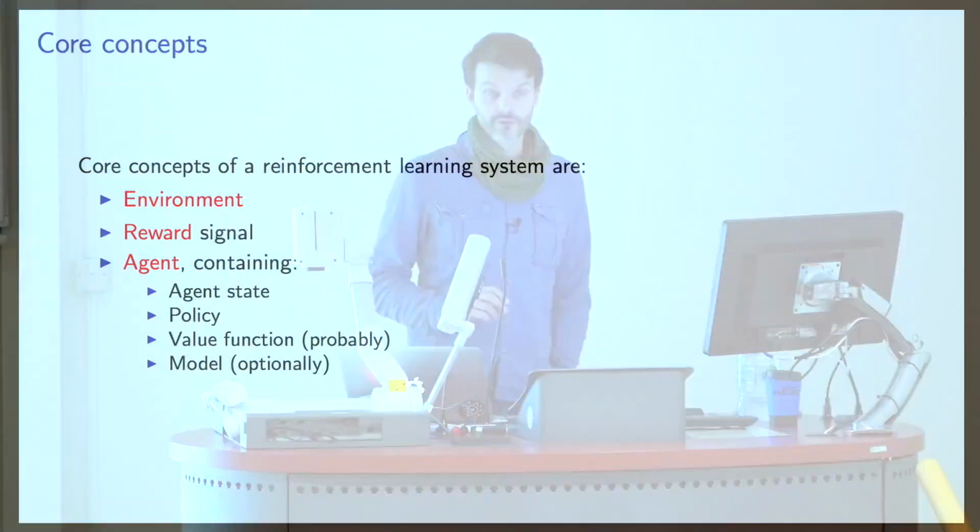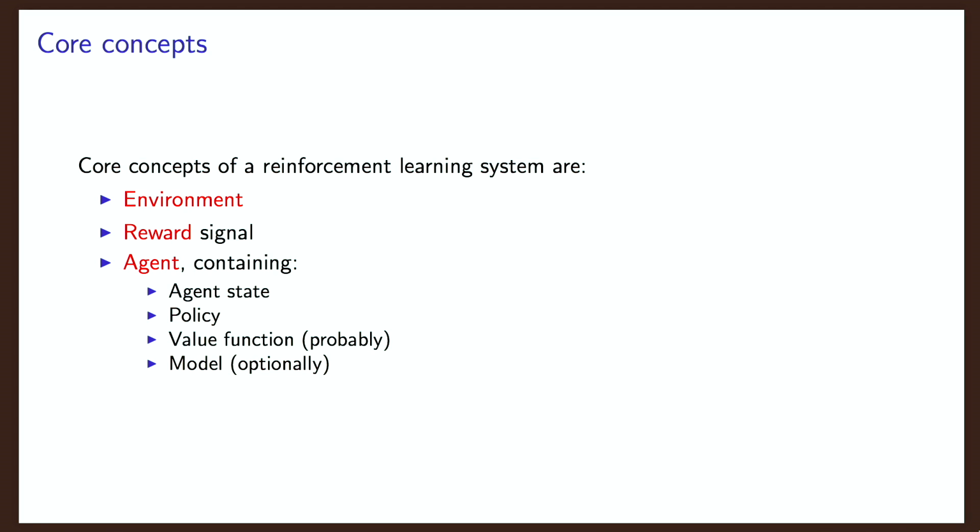So I mentioned a few of these already, but the core concepts of a reinforcement learning system are the environment that the agent is in, a reward signal that specifies the goal of the agent, and the agent itself, of course. The agent itself might contain certain components, and I'm going to go through all of these in the rest of this lecture.